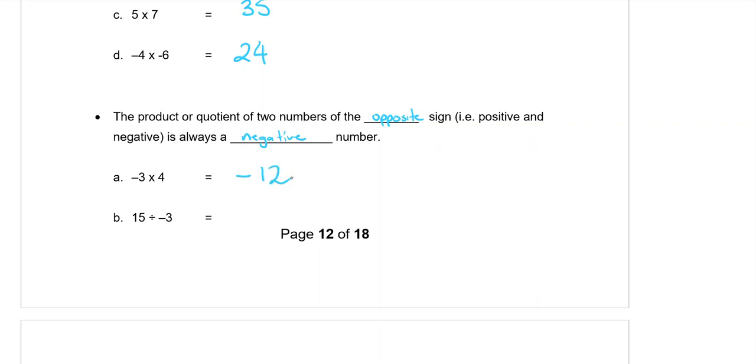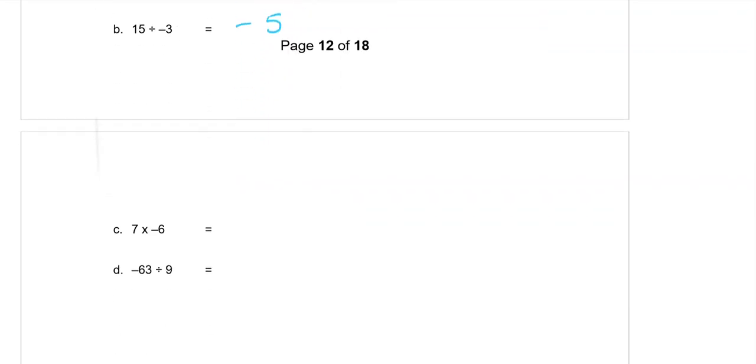Okay? Same with the next one. This time I'm dividing for the first time. But this is a positive 15 and a negative 3. So if one's a positive and one's a negative, my answer will be a negative. 15 divided by 3 is 5. So negative 5. More on the next page.